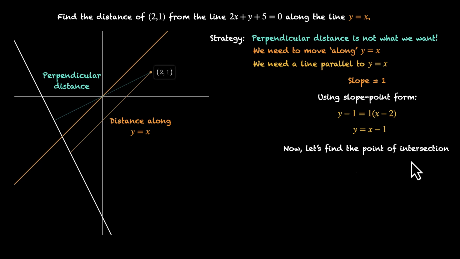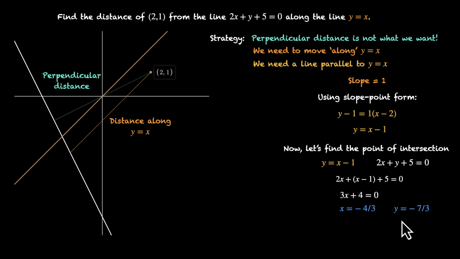Now we need the point of intersection. Let's find the point of intersection of y = x - 1 and this white line 2x + y + 5 = 0. So this line and this line. Let's use substitution. y = x - 1. Let's put that here: 2x + x - 1 + 5 = 0. This is 3x + 4 = 0 or x = -4/3. Which means the x coordinate is -4/3. Plugging x = -4/3 here, subtracting 1 from this, y = -7/3. So now we have the point of intersection as well. This point is (-4/3, -7/3).